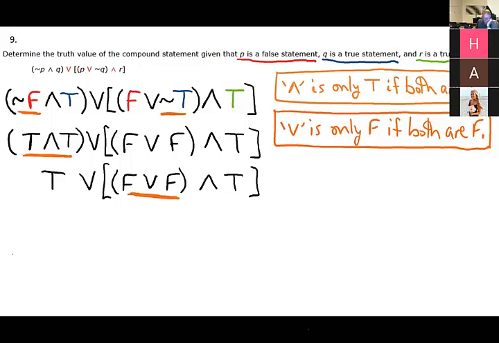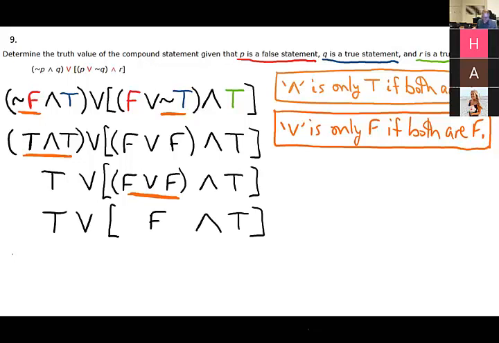Then you look at the interior parentheses, sort of in the middle of the problem. It says false or false. Now remember, don't get your ands and ors mixed up. An and is only true if they're both true, but an or is only false if they're both false. Well, lo and behold, they are both false. Since they're both false, the result will be false.